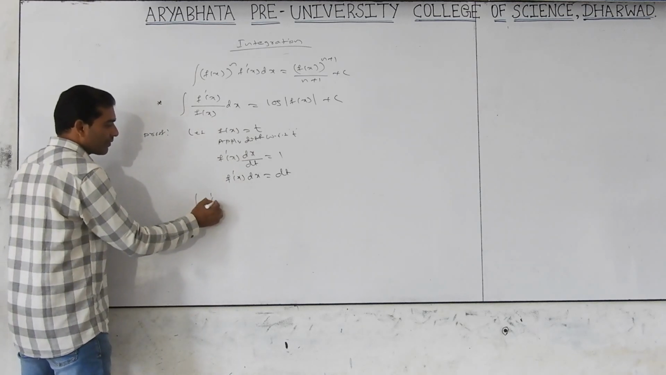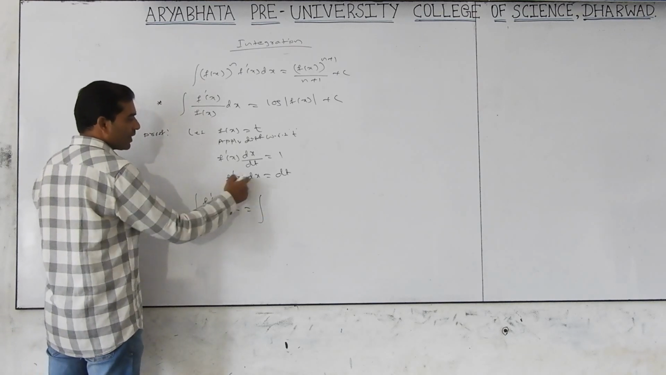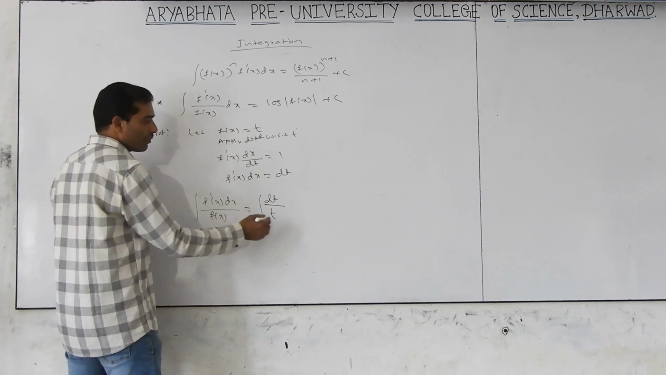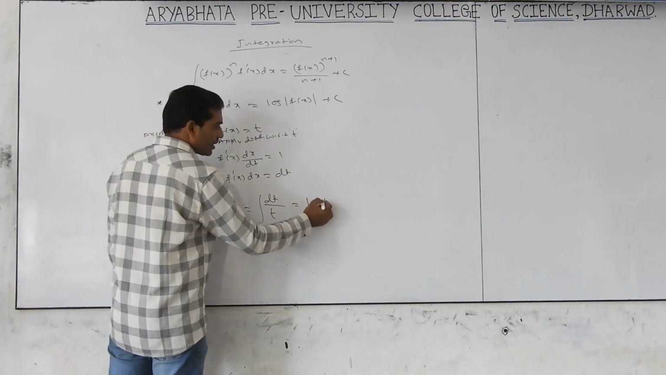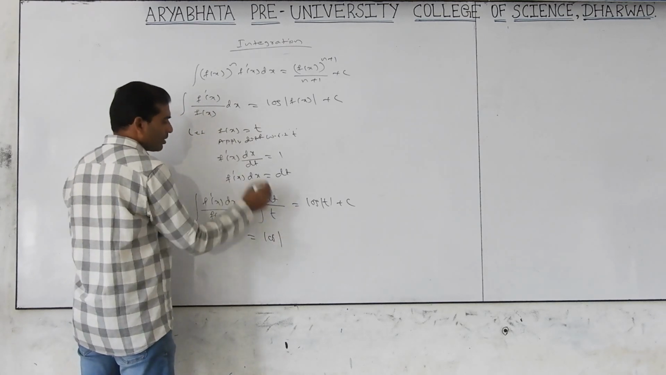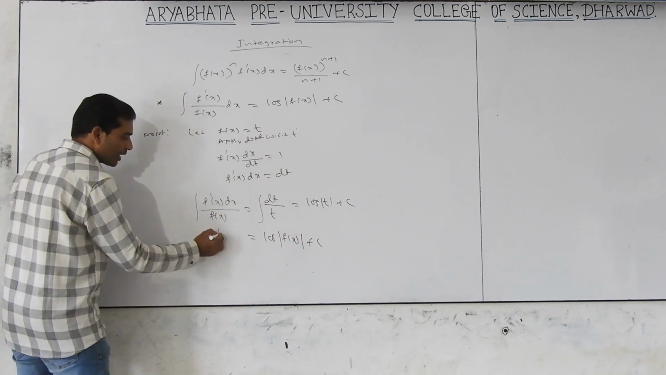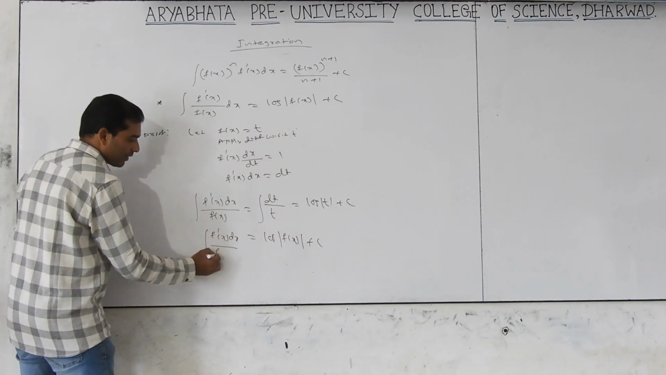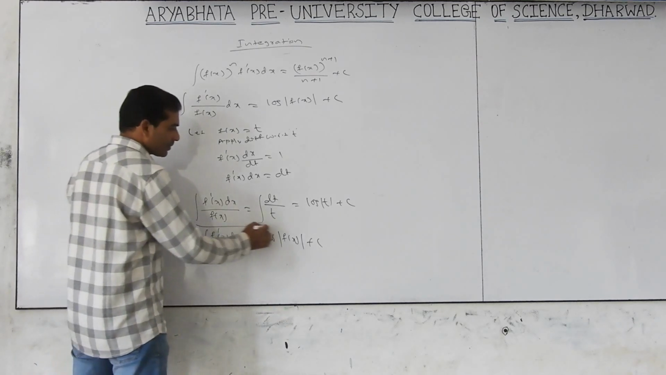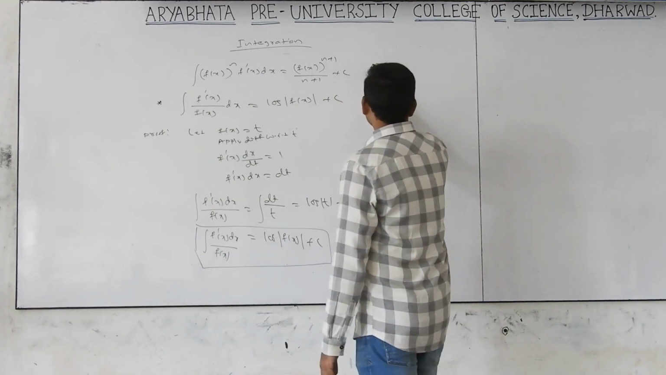Now the integration of f'(x) dx by f(x) equals dt by t, which is 1 by t. The integration is log t plus c. So log of t, where t is equal to f(x), plus c. This is integration of f'(x) dx by f(x) equals log of mod of f(x) plus c. This is one more standard formula. Let us practice the problems.